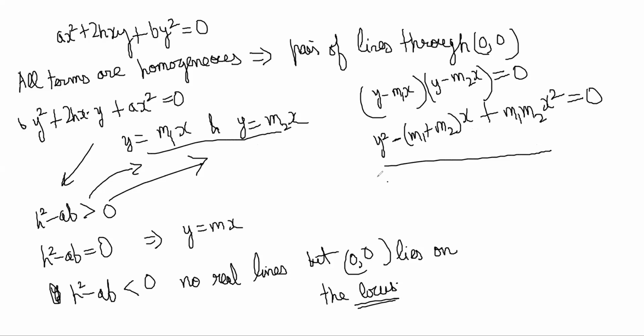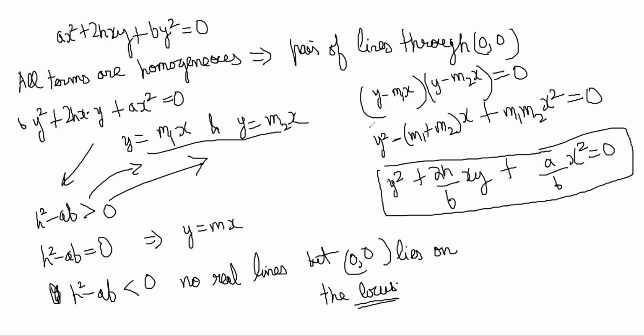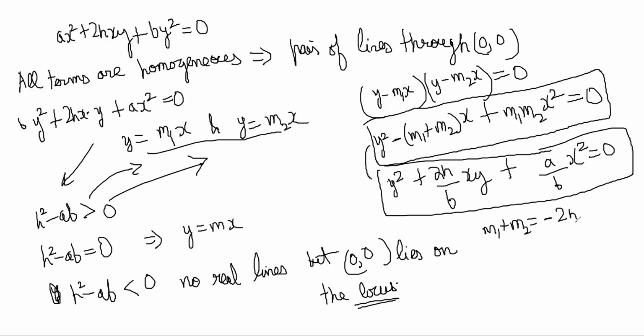Original one is by square and all, no? So I will make it like this, y square plus 2h by b xy plus a by b x square, right? So original equation is looking like this and this equation is looking like this if you started with m1 m2, right? So clearly this must be same equation, no? It's the same line, right? Same two lines. So you should have the results m1 plus m2 is equal to minus 2h by b and m1 m2 is equal to a by b, right? Then only it makes sense, no, that this can be factorized like this, right? Great.